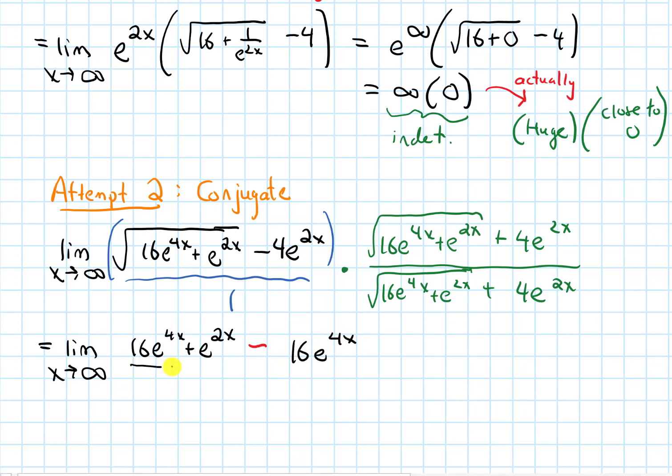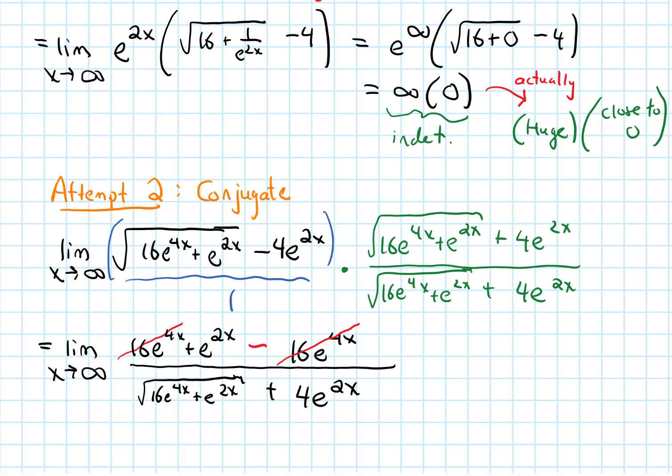All right, all over the denominator. 1 times this other stuff is just that stuff. Root 16e to the 4x plus e to the 2x, close that root, plus 4e to the 2x. Okay, if you're a little bit unsure of how I got that numerator, I would encourage you to pause the video and just quickly multiply out the terms in the numerator to check that I get this. Okay, so these 16e to the 4x's, they cancel.